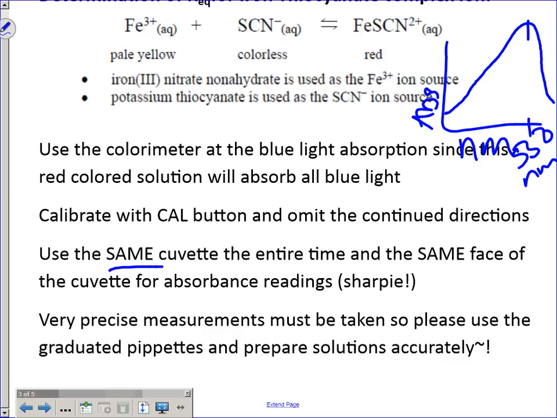Whenever you're using it, use the same cuvette, the little tiny box ones, with the same face facing the detector, so that you don't have any extra error, because there could be different diffraction from the different sides of the cuvette. Use a Sharpie to make a mark on the face you're using. And be very, very precise, as always. Human error should never be an error point. Be as precise as you can so you have a good K value that you calculate in the end.